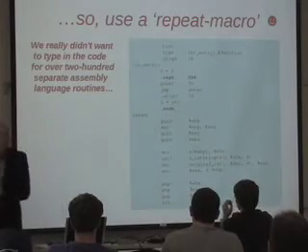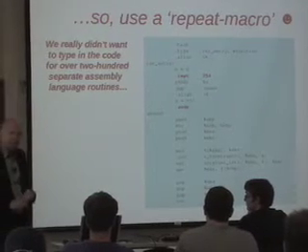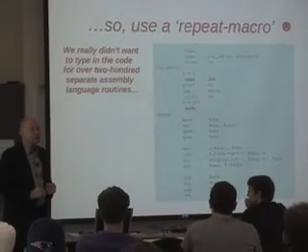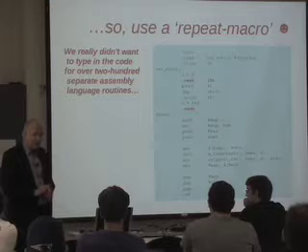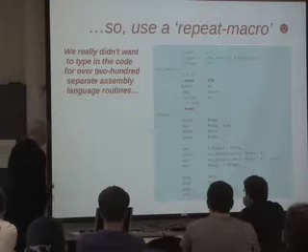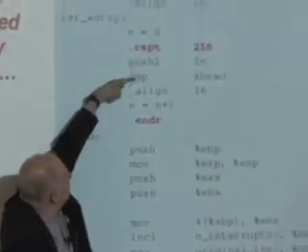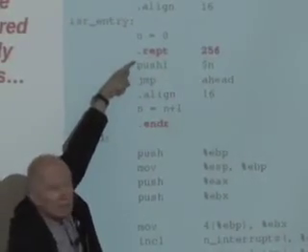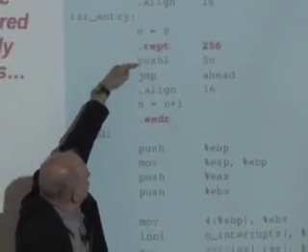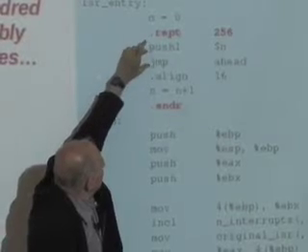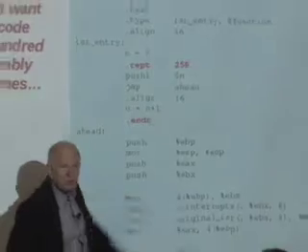Now, we don't want to write 256 interrupt service routines. It takes too long to type them in. So we can use a facility that's provided by the GNU assembler called a repeat macro. And here's how that would work. There's a small block of code that I want to be created for each one of my 256 routines. So these two instructions get replicated with a different interrupt number for each of the 256 cases.